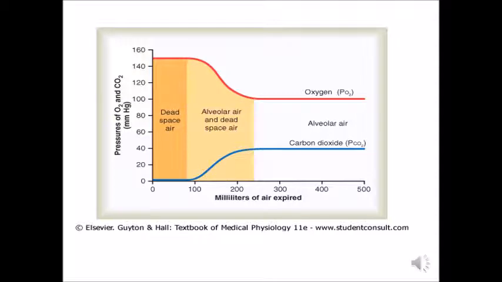Once the air reaches further to lower areas, there will be a mixture of dead space air and alveolar air. So oxygen partial pressure starts going down and carbon dioxide partial pressure starts rising. And once the air reaches the pure alveolar air, oxygen partial pressure will become 104 and carbon dioxide partial pressure will become 40. So at various levels, concentration or the partial pressure of the gases differ.